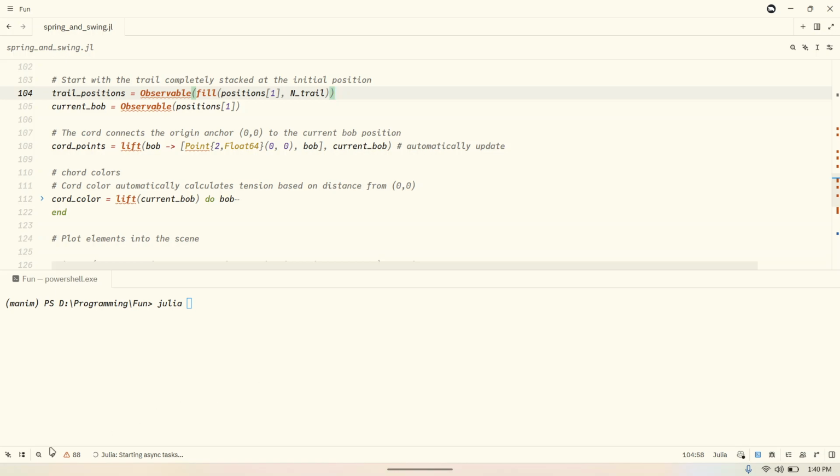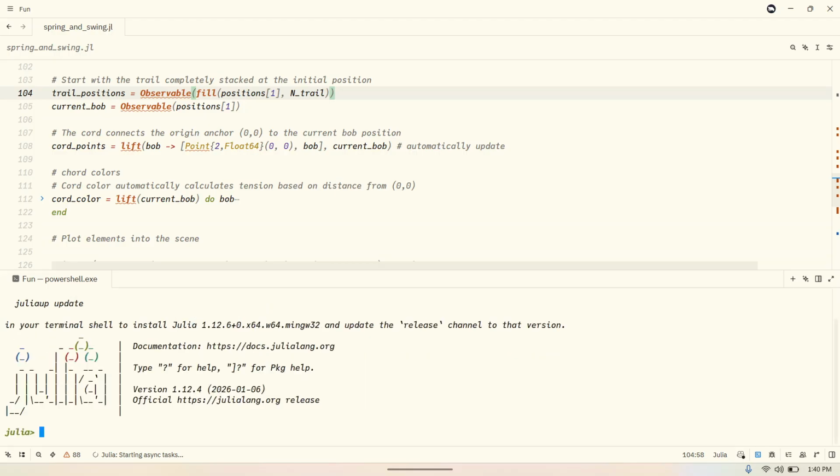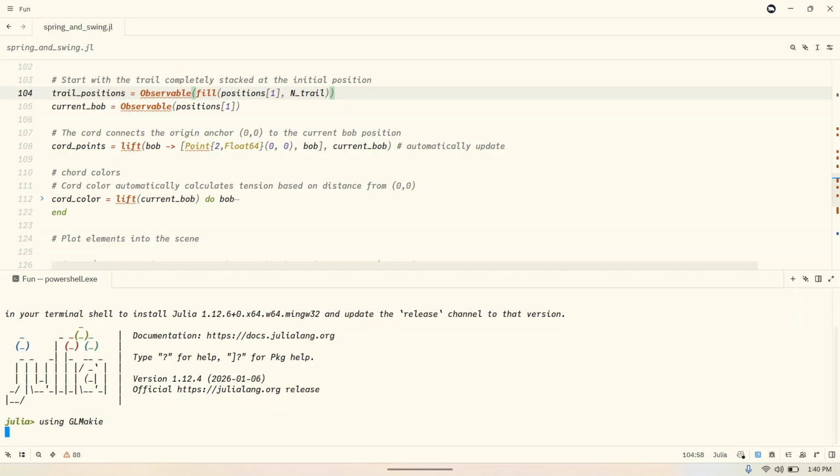You know what? Never mind. Forget about it. Anyways, I cannot figure out how to do this, so I'll just do it the old school way. And I guess that means that we have to wait for GLMakie to load, which can take anywhere from 12 seconds on my laptop to even 2 minutes sometimes.